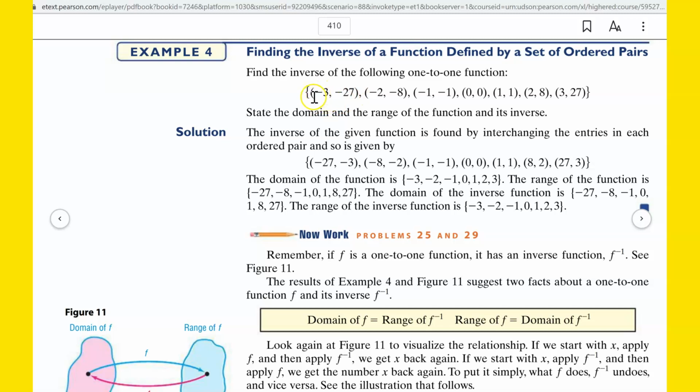So instead of the ordered pair -3, -27, we will now have an ordered pair -27, -3. And instead of -2, -8, it's going to be -8, -2. These next three won't matter because the inputs and outputs are the same regardless: -1, -1, 0, 0, 1, 1. They're reversed, but it doesn't really matter because they're the same. But these next two will matter. Instead of 2, 8, it'll be 8, 2, and this will be 27, 3.